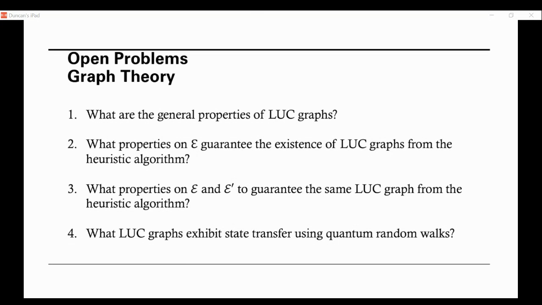What properties on two different error sets guarantee the same LUC graph? So, you know, would we be able to tell just by looking at two different error sets that we're going to be able to take the same error correcting code and be able to correct those different error sets? That'd be something pretty interesting.